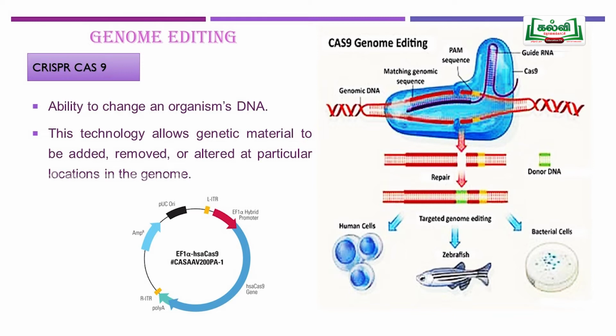If that vector is successfully transformed into an organism, it will produce the Cas9 protein along with the guide RNA. If these two are produced, they will automatically go and recognize where the defective gene is present. In the defective gene, this will bind at a PAM sequence and finally break the DNA molecule. If our technique is successful, then the donor DNA, that means our desired DNA, will be ligated in that region, and finally a transformed organism will be produced.